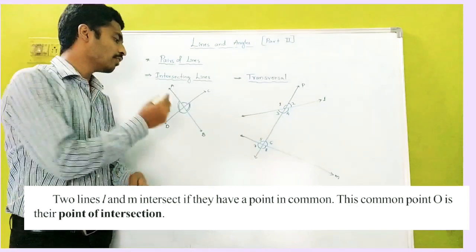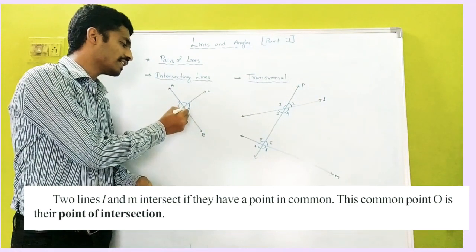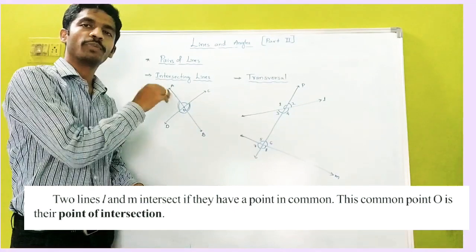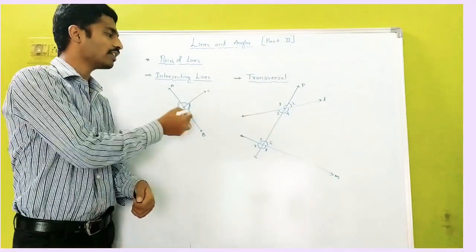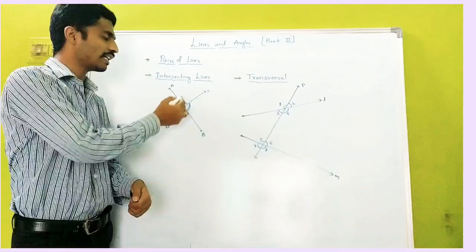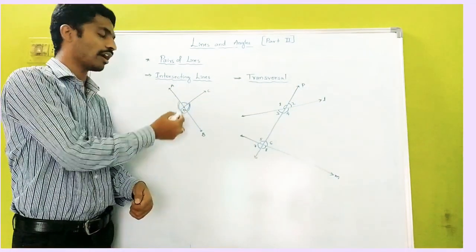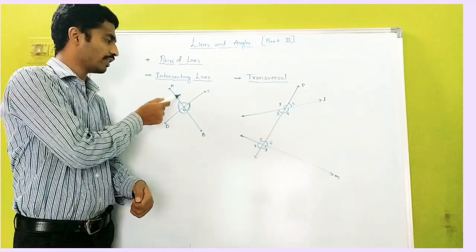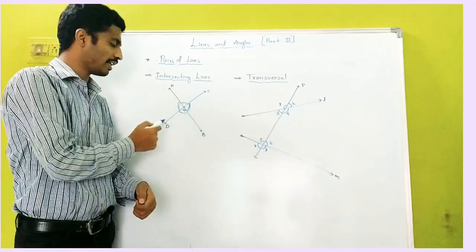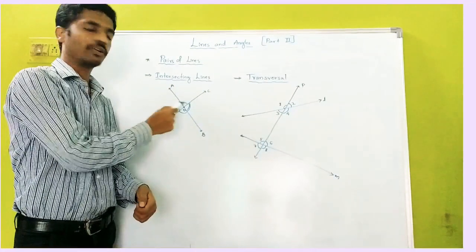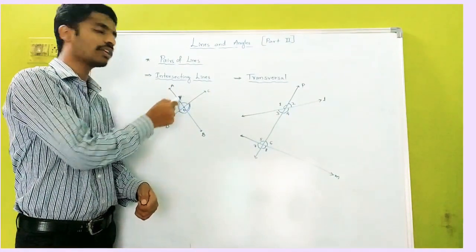They intersect at one point. So let's take here O. So AB and CD intersect at O. So in the first part we learned that when two lines intersect, we will get vertical angles that are equal. Vertically opposite angles are equal. So here AOC and DOB, similarly AOD and COB are equal. These two are equal and these two are equal.